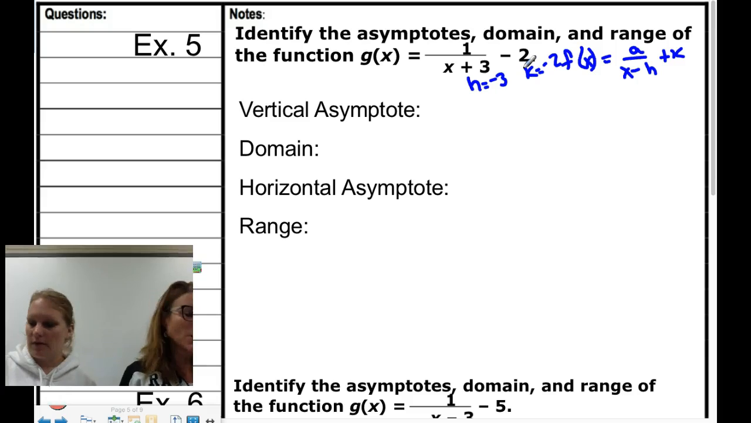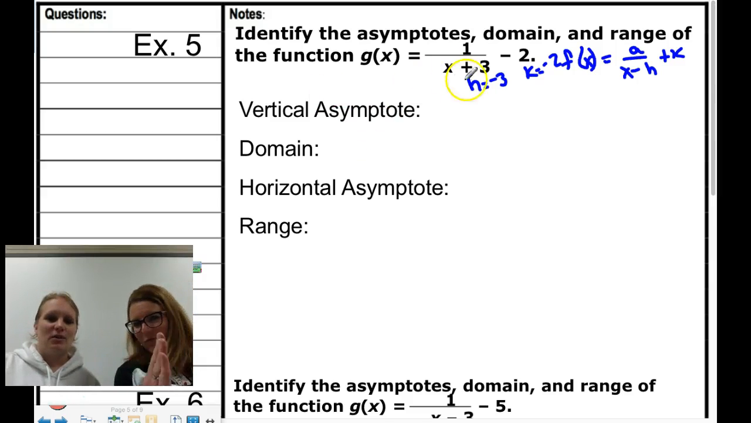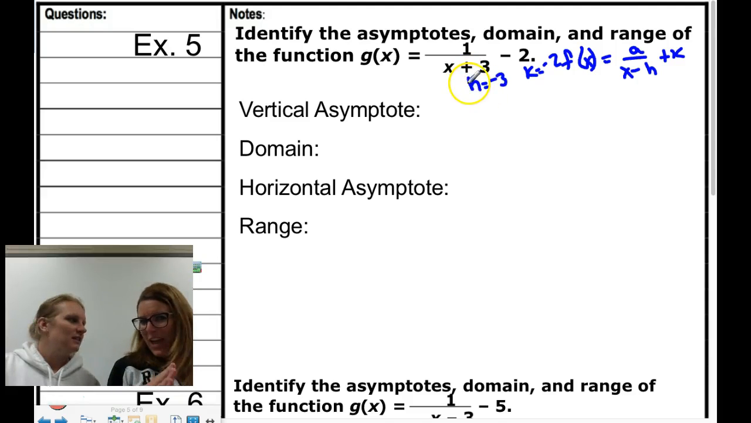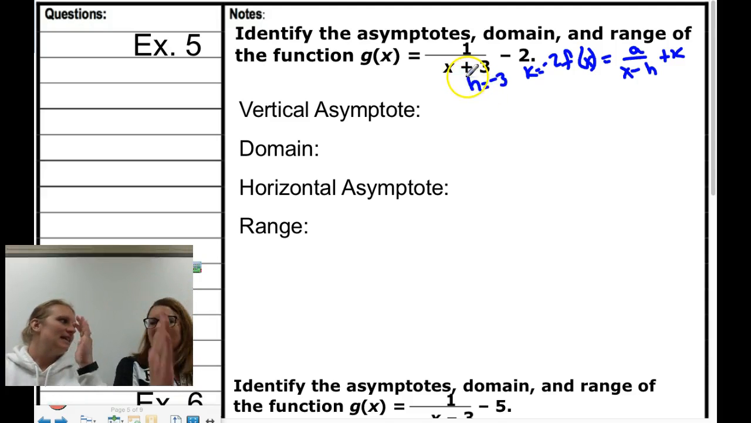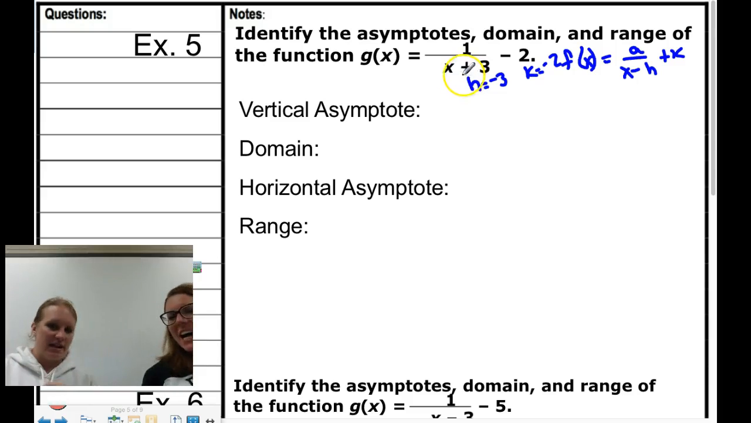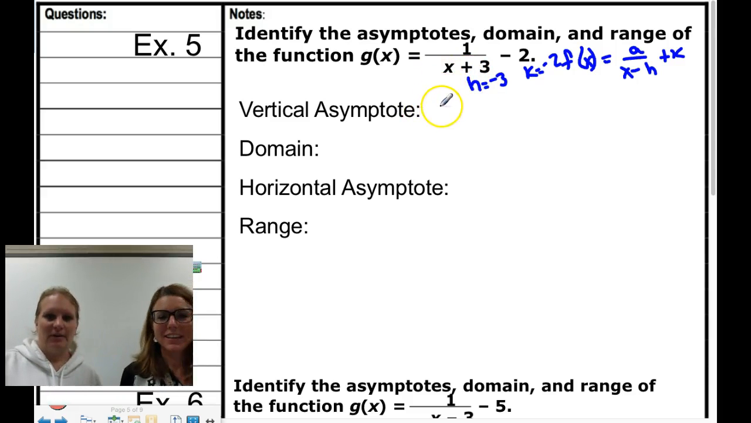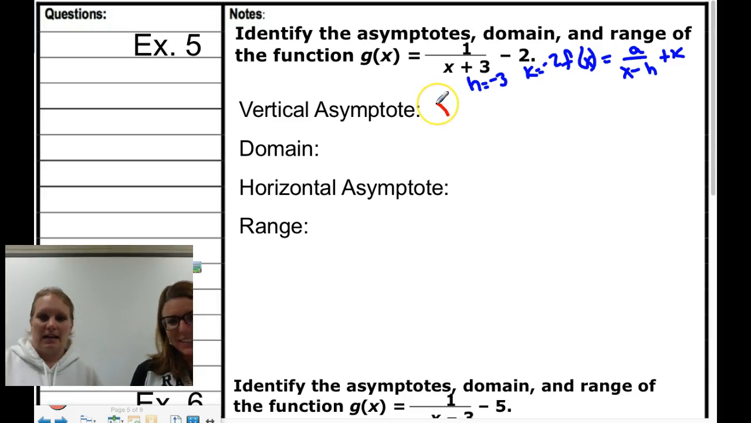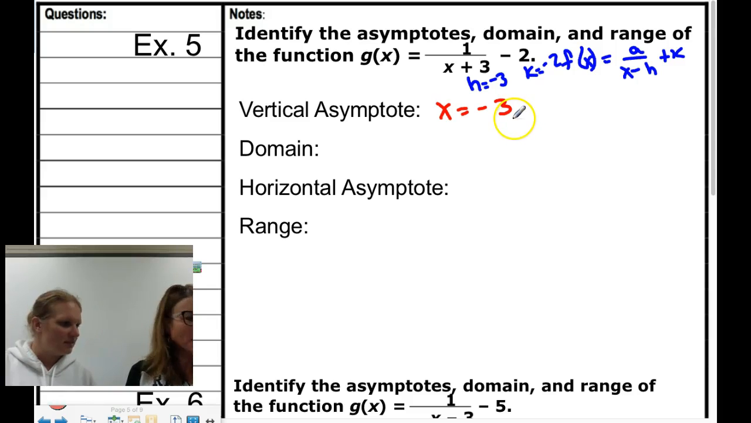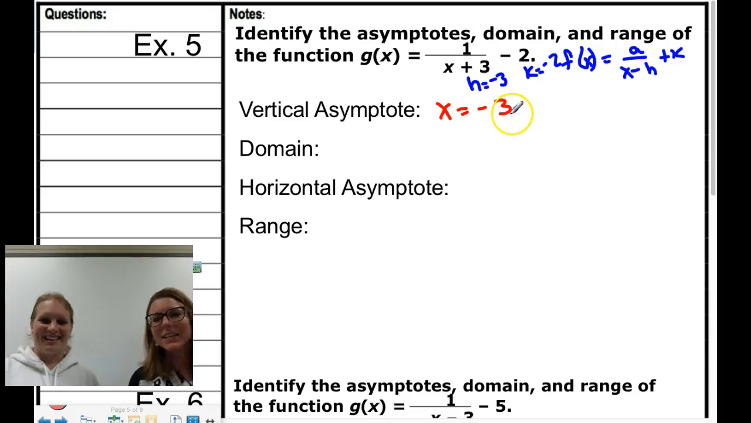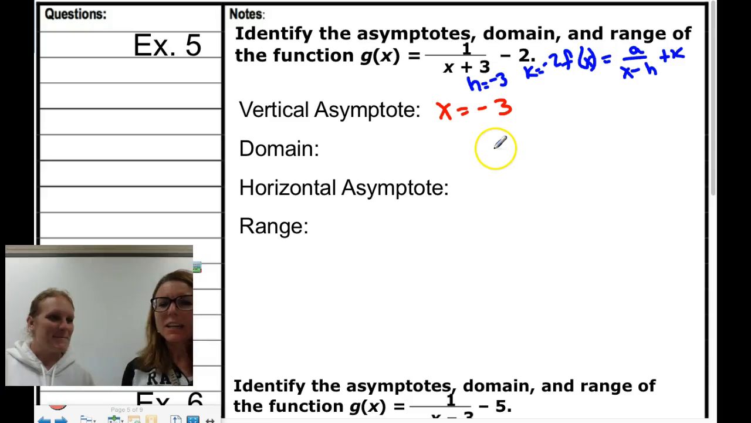Okay. So what's the vertical asymptote then? Remember, vertical is opposite our horizontal. So is that our h then? Because they're opposite, I think horizontal doesn't go with h. Vertical goes with h. Okay, so it's going to be x equals -3. Yes, you're perfect.